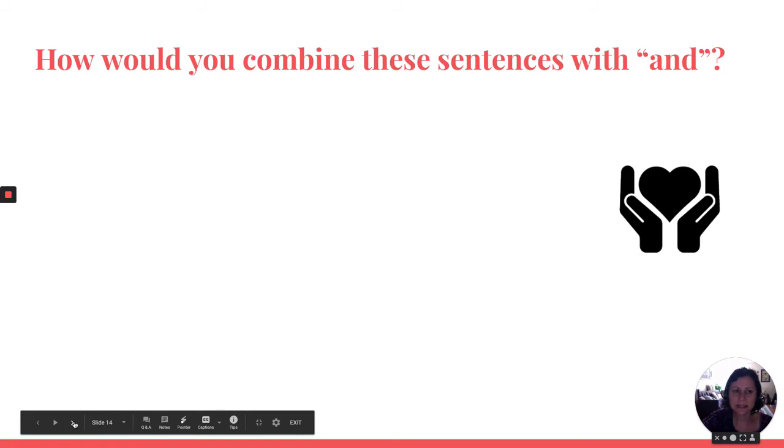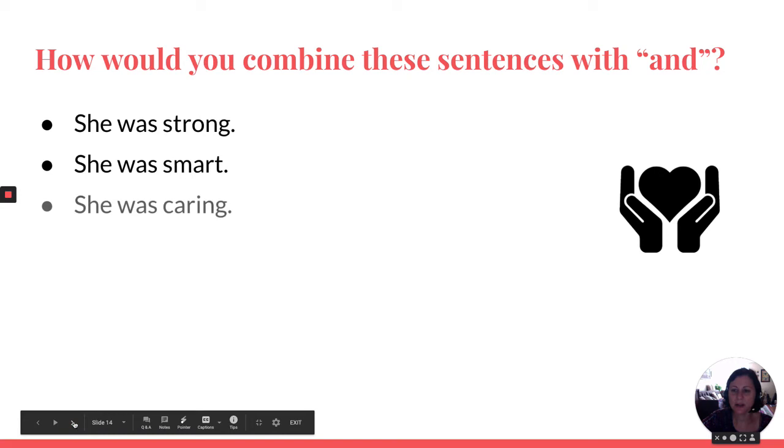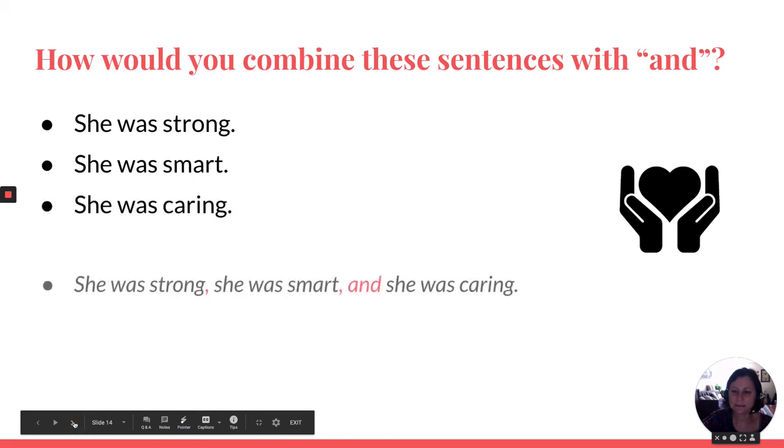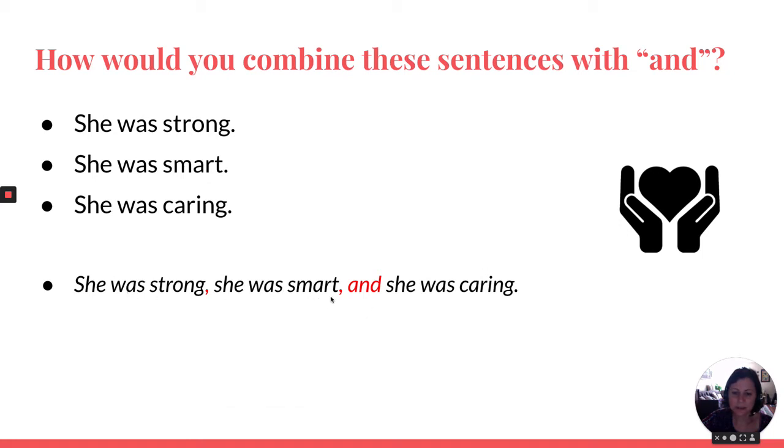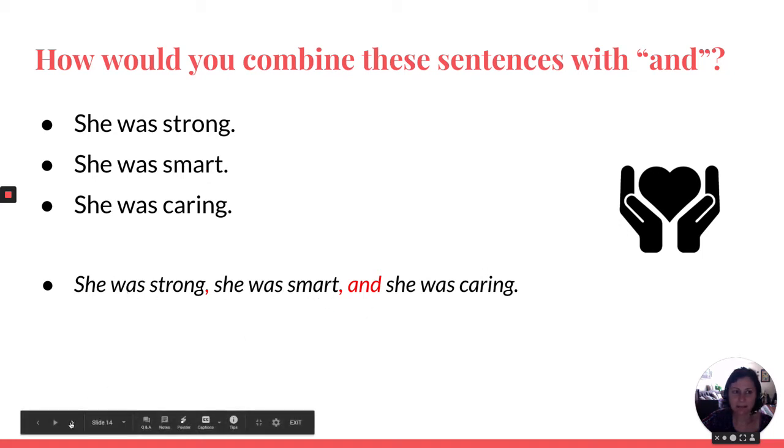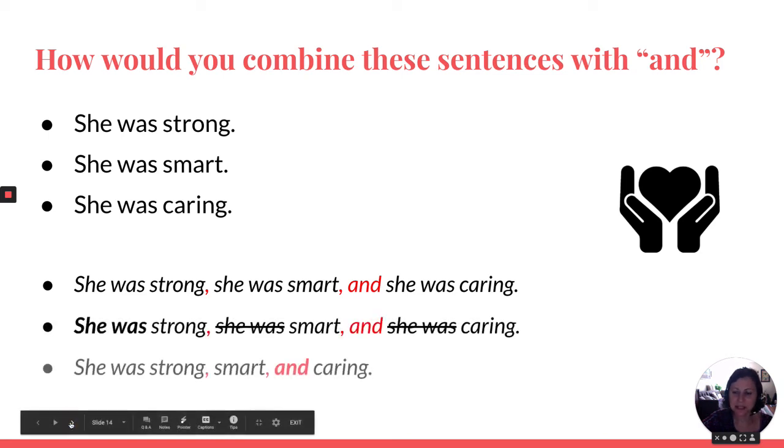How would you combine these sentences with and? She was strong, she was smart, she was caring. You could write 3 sentences, 3 independent clauses. She was strong, she was smart, and she was caring. But again, there's a lot of repetition. So you could say she was strong, smart, and caring. You could have a list of 3, and then I'm putting my commas in between.